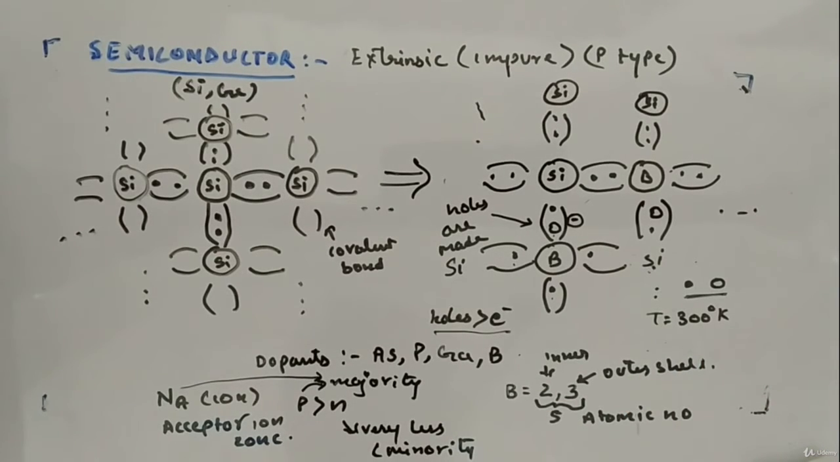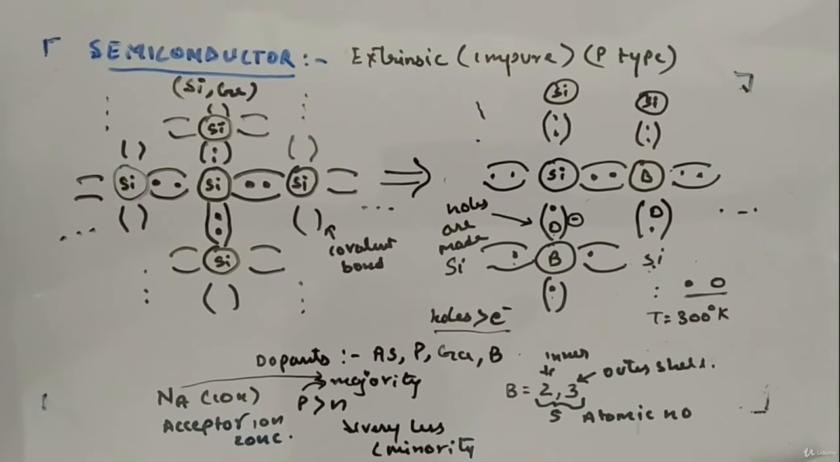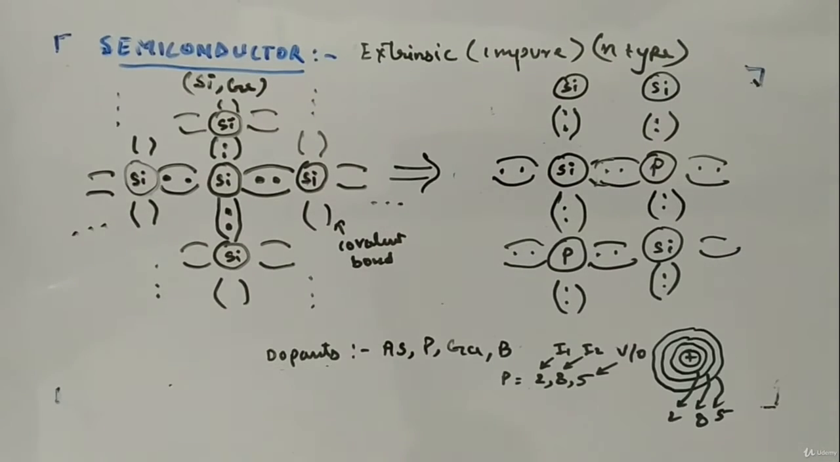Okay, now we will look for, just to give you a clear picture, I'm not going into the detail. I hope you are getting the full scope of how I am trying to connect to the p-n junction. Okay, now we will look at n-type. Let's look at n-type semiconductor now, which is another type of extrinsic semiconductor.